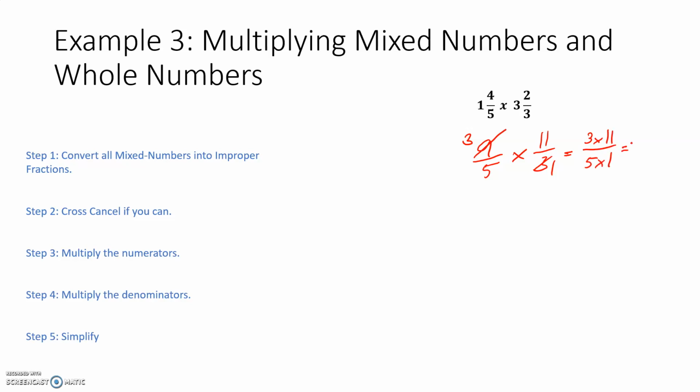So I'm multiplying the numerator times the numerator, denominator times the denominator, and I get 33 fifths. All right. The last step, simplify. So 33 fifths equals 6 and 3 fifths. All right, that's example one.